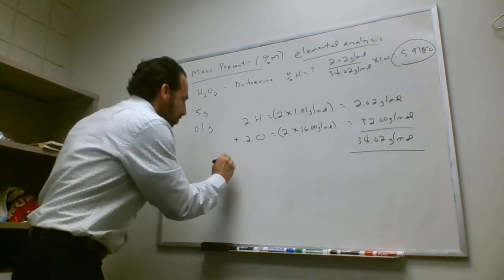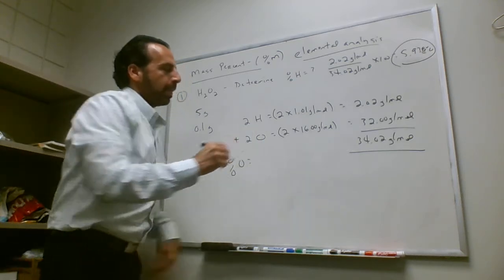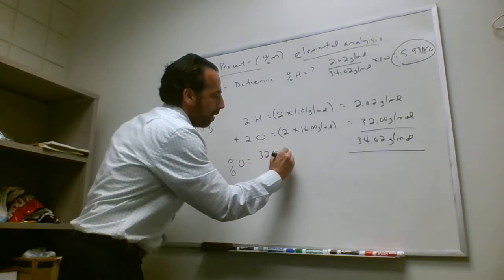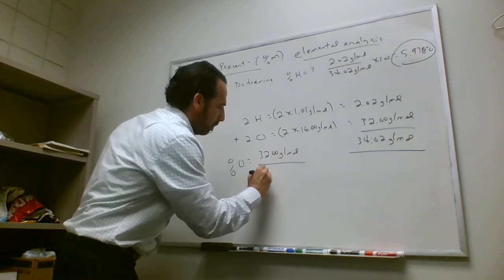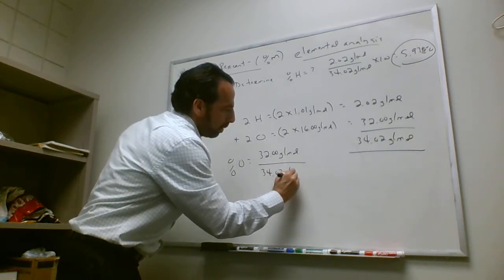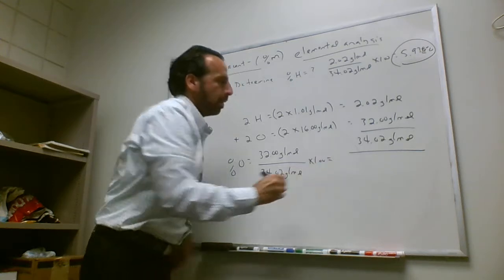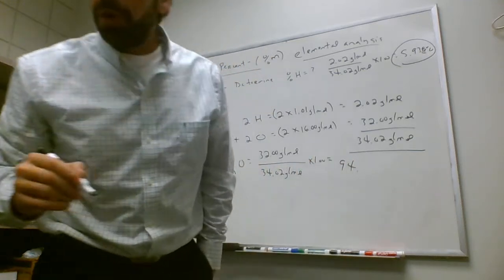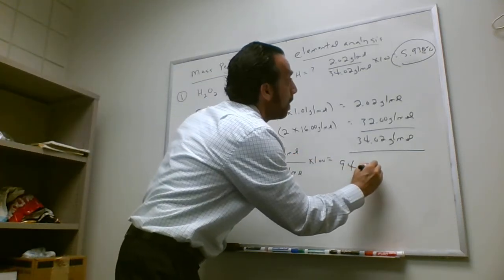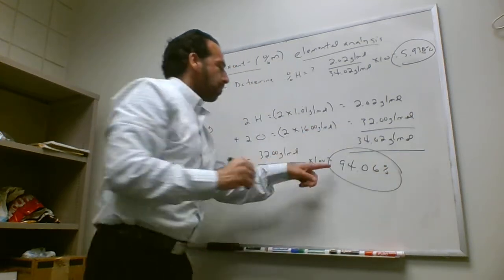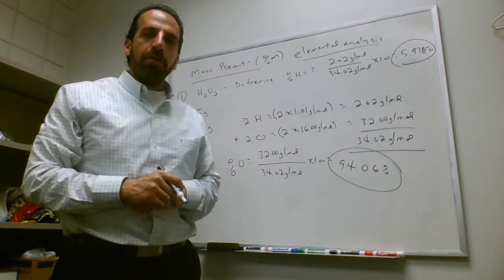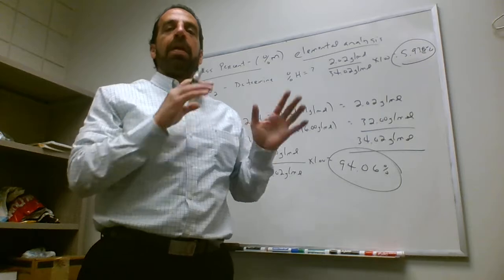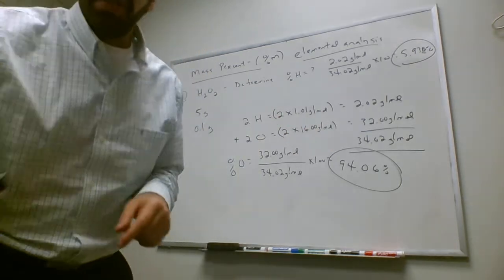Do the same for oxygen. So the percent of oxygen now: molar mass of oxygen divided by the molar mass of the compound times 100. In this case, this is a 94.06%. So the percent of oxygen there is 94.06%. And again, it doesn't depend on the size of the sample. If it's 5 grams of hydrogen peroxide, 1 gram, the percentages are going to be the same.